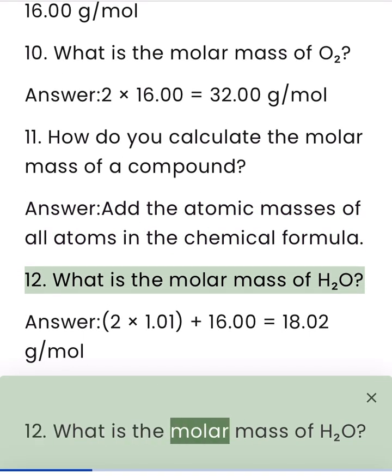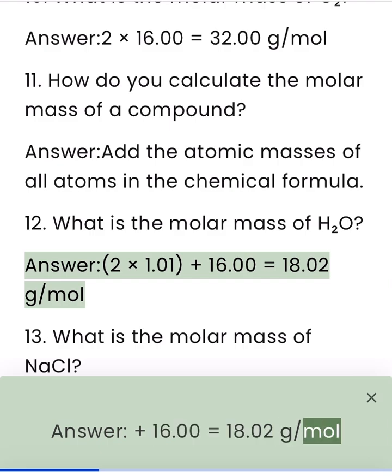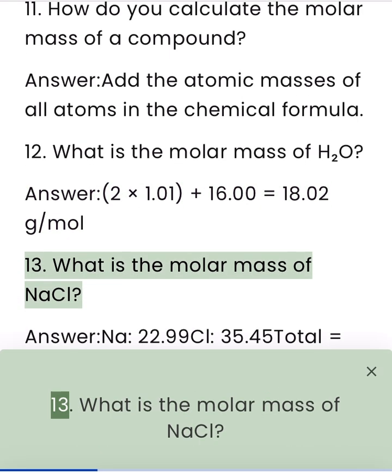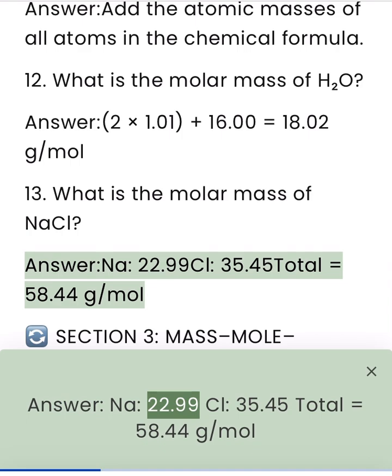12. What is the molar mass of H2O? Answer. 2 × 1.01 plus 16.00 is equal to 18.02 g/mole. 13. What is the molar mass of NaCl? Answer. Na, 22.99, plus Cl, 35.45, total equals 58.44 g/mole.